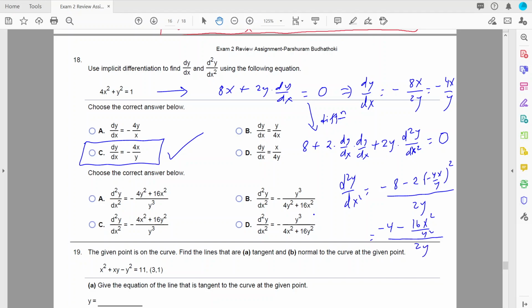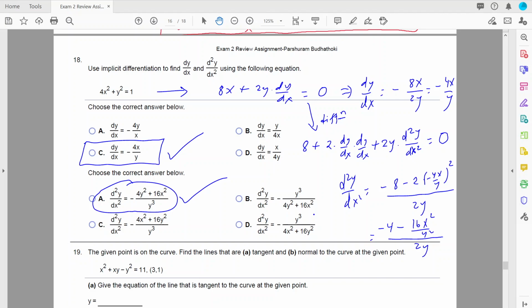Now try to simplify this and look at the value. You can see that if you factor out negative, it will be 4y squared plus 16x squared on the top, and on the bottom it will be 2 times y cubed. So negative 4y squared plus 16x squared over y cubed is our answer for the second derivative, and that's given here. Okay, so that's problem 18.